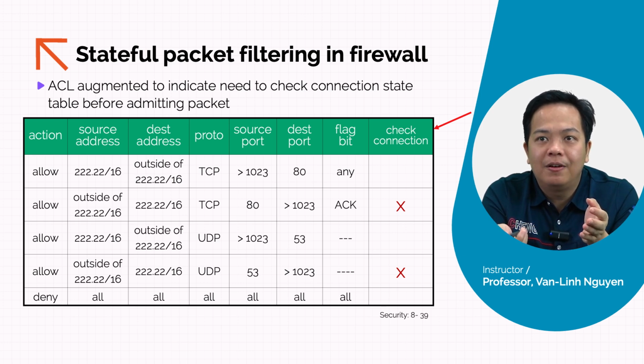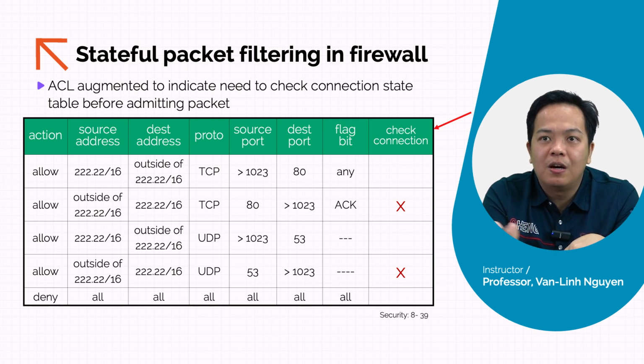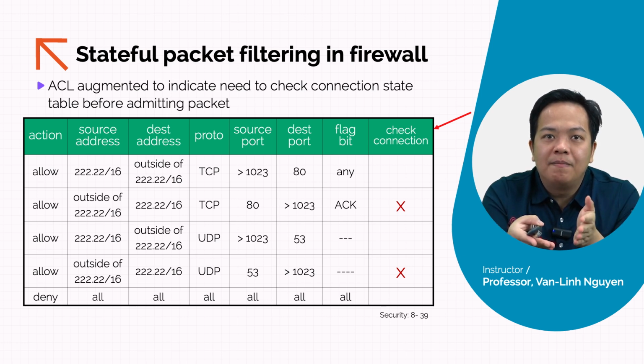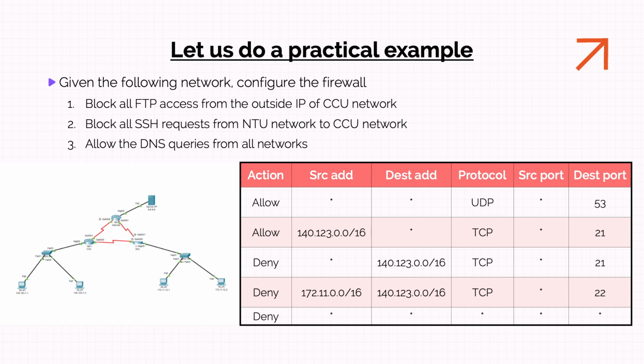You can see the difference. Check the connection. If it is stateful, that means they can check the session or the different sessions. And here we can see a practical example. We have an option where we can block all the FTP access from the outside, block all the SSH requests, but we can allow the DNS query from the whole network.